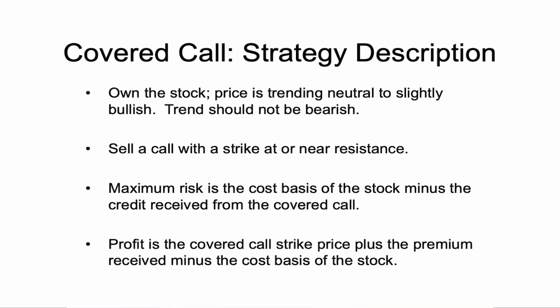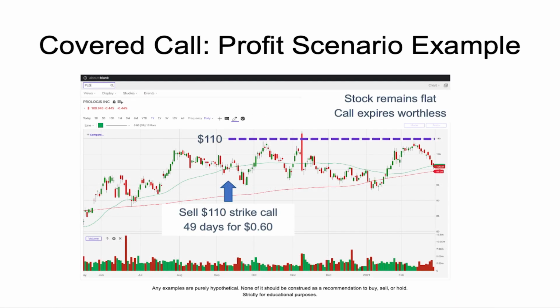Now, our maximum risk here is the cost basis of the stock minus the credit that we receive from the covered call. That premium that we receive from selling the call actually serves to reduce our cost basis and thereby chips away at our overall maximum risk. The profit in a covered call is our strike price plus the premium received minus the cost basis of the stock. So let's take a look at a possible profit scenario with a covered call.